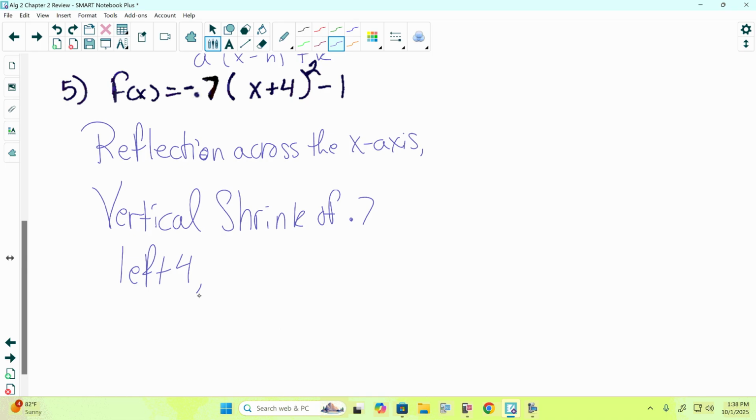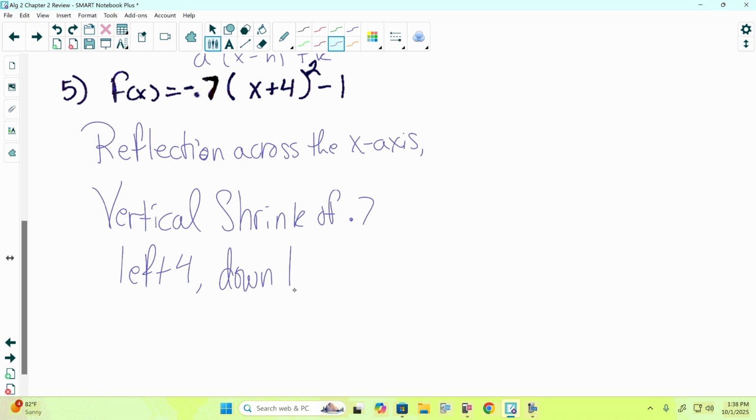Okay. Since it's negative 4, it moves left 4. The minus 1, our value of K, tells us how far we move up or down. Since it's minus 1, then minus would tell us we're moving down 1. And that's all we'd have to list for this here.